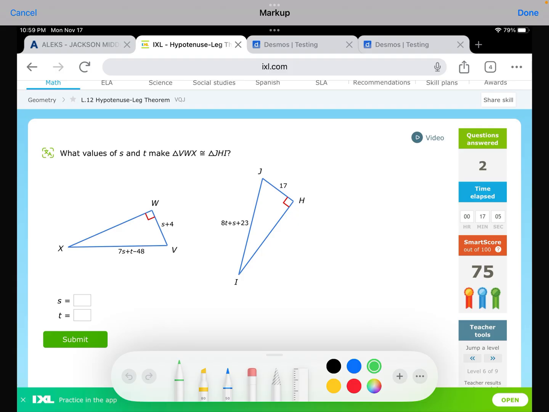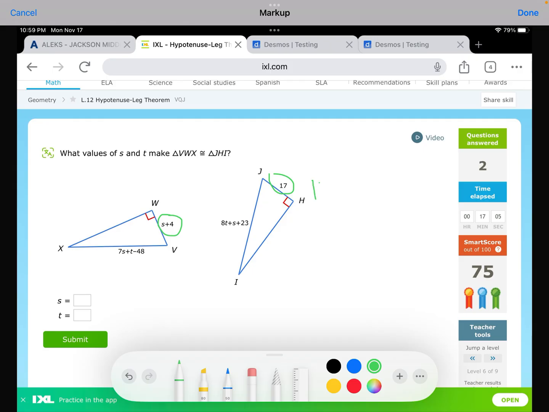So still same idea. I got two right triangles, and I know that they're congruent using a hypotenuse leg. So I'm saying, well, if I want these two triangles to be congruent, then I need these two short sides to be the same. So how can I do that?